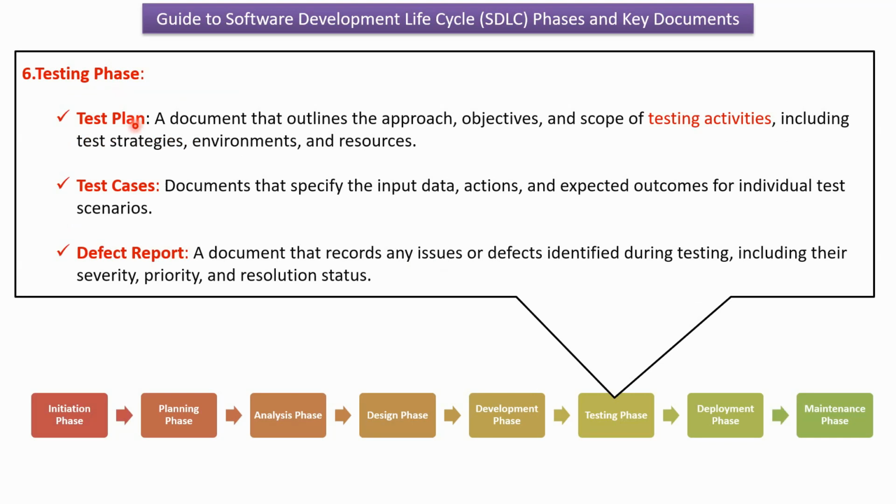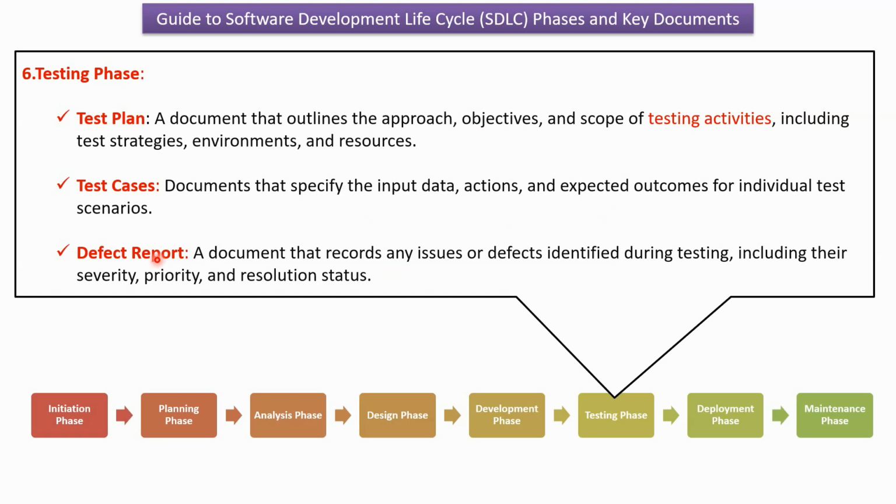The first one is the test plan document. This document outlines the approach, objectives, and scope of testing activities, including test strategies, environments, and resources. The second one is test cases. This document specifies input data, actions, and expected outcomes for the individual test scenarios.